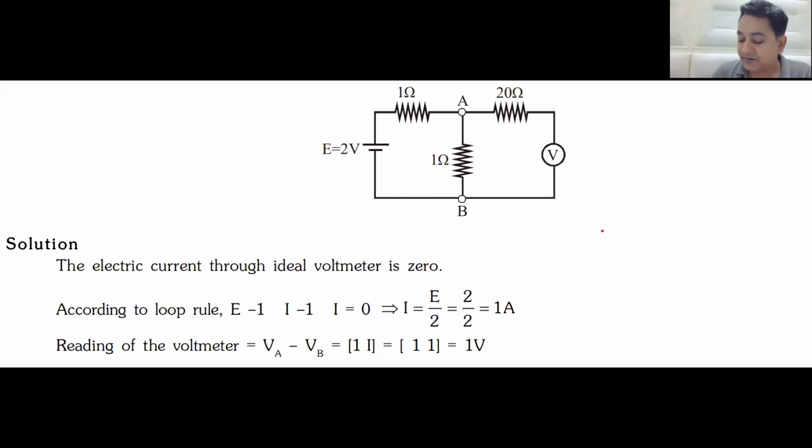What happens if this gentleman has infinite resistance, beta? 1 volt, sir. Yes, okay. Thank God. So no current will flow in this branch. It is out of this circuit. Yes or no? Yes, sir.